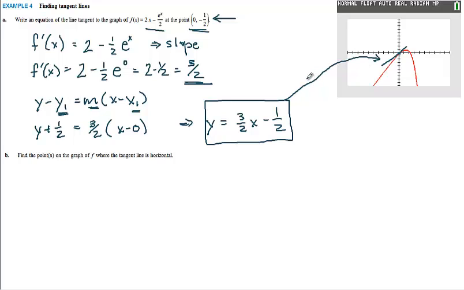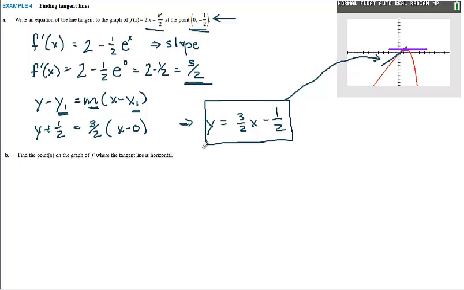All right. Now, what do they want next? Find the point on the graph of f where the tangent line's horizontal. So they just want to know where the slope is 0. We'll do that in a different color, purple. So they want to know right there. Where is that? It's going to be right there at the top. They want to know where it's horizontal, so they want to know where the slope is 0.